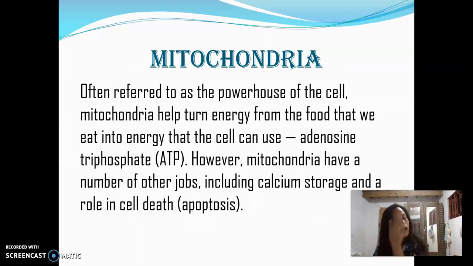Mitochondria, often referred to as the powerhouse of the cell. Mitochondria help turn energy from the food that we eat into energy that the cell can use, adenosine triphosphate, or ATP. However, mitochondria have a number of other jobs, including calcium storage and a role in cell death.